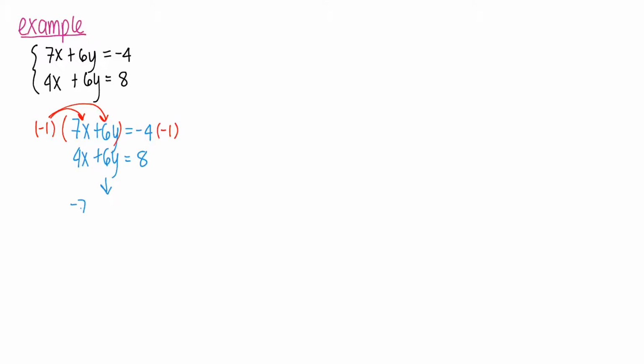So we'll get negative 7x minus 6y is equal to positive 4, and then we are leaving the bottom equation alone. Do you see how these 6y's can now cancel because they are opposite signs? So negative 7x plus 4x gives me negative 3x. The y's cancel. 4 plus 8 is equal to 12. Divide both sides by negative 3. We get x equal to negative 4.